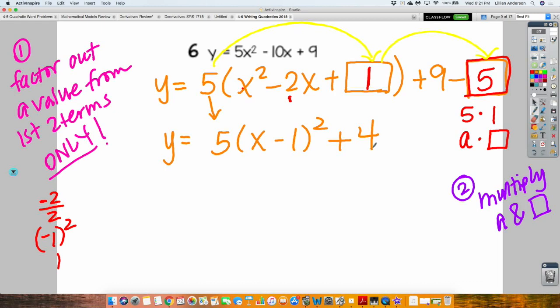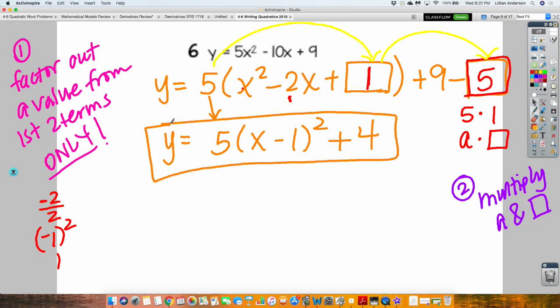Okay? So it's two things you got to remember. You got to factor out the value of A from the first two terms only. And then when you're completing the square, the first number is the same, but the last number is what you get when you multiply A by the number you got when you completed the square. Vertex here, 1, 4. It is indeed a max. Nope, I'm sorry, it's not a max, it's a min. And my axis of symmetry is x equals 1.